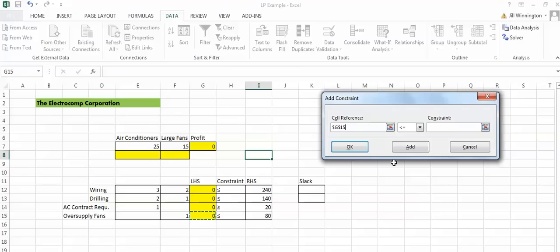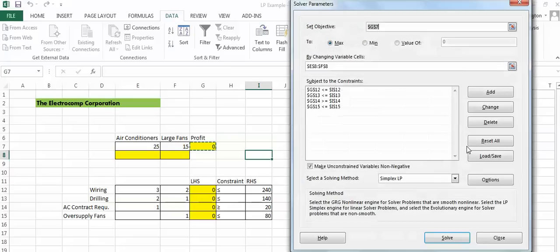I have to change that sign. Okay, so the sign defaulted back to the correct sign for that particular constraint. And I want to have that subject to my right hand side. Okay, so I add that. Now the last thing I do is I push cancel, and it's going to bring the original window back up from Solver. So now you can see that all my constraints have been added.